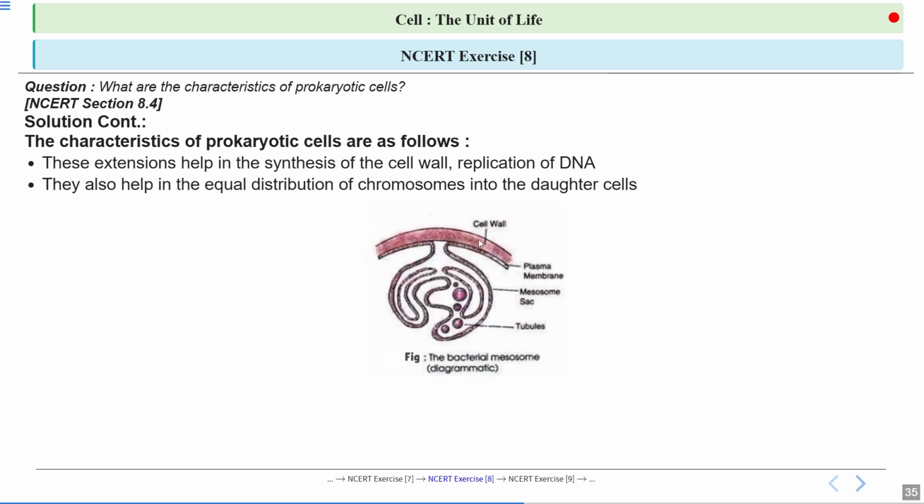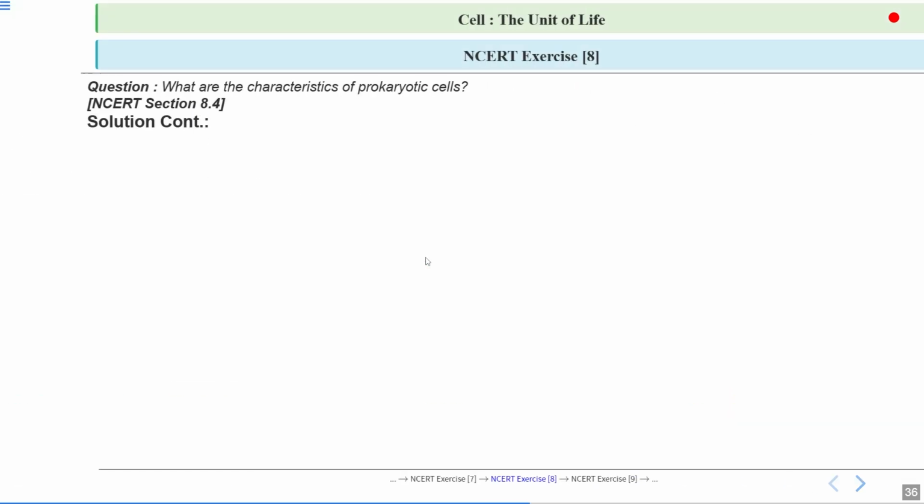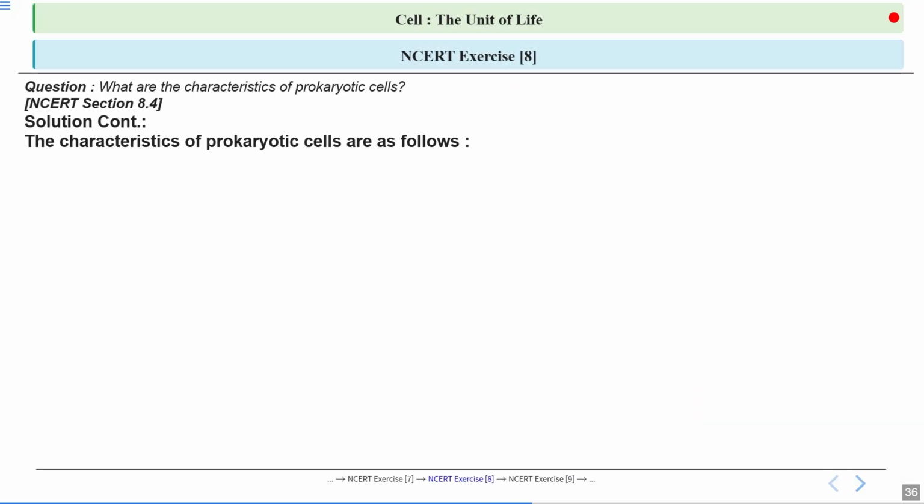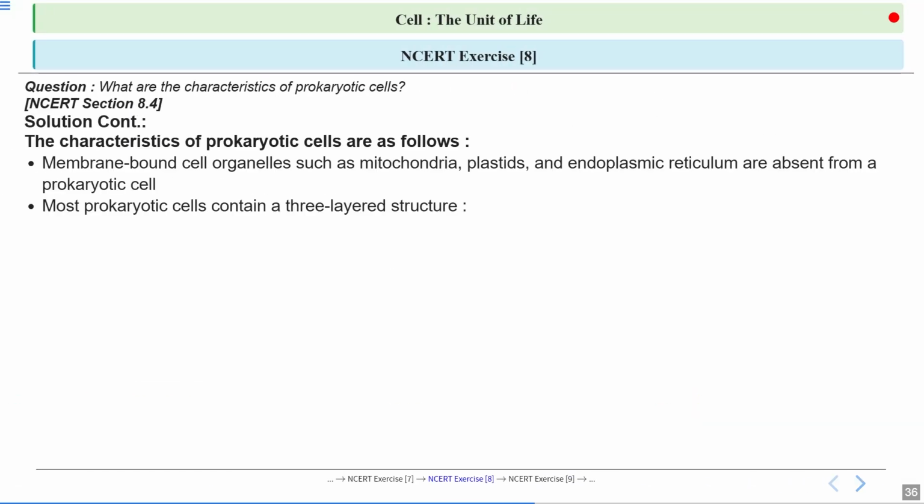So this is the cell wall. Beneath the cell wall is the plasma membrane, and these are the invaginations of the plasma membrane. These mesosomes also increase the surface area for ATP production, and they are involved in bacterial respiration as well. In prokaryotes, membrane-bound organelles are absent.